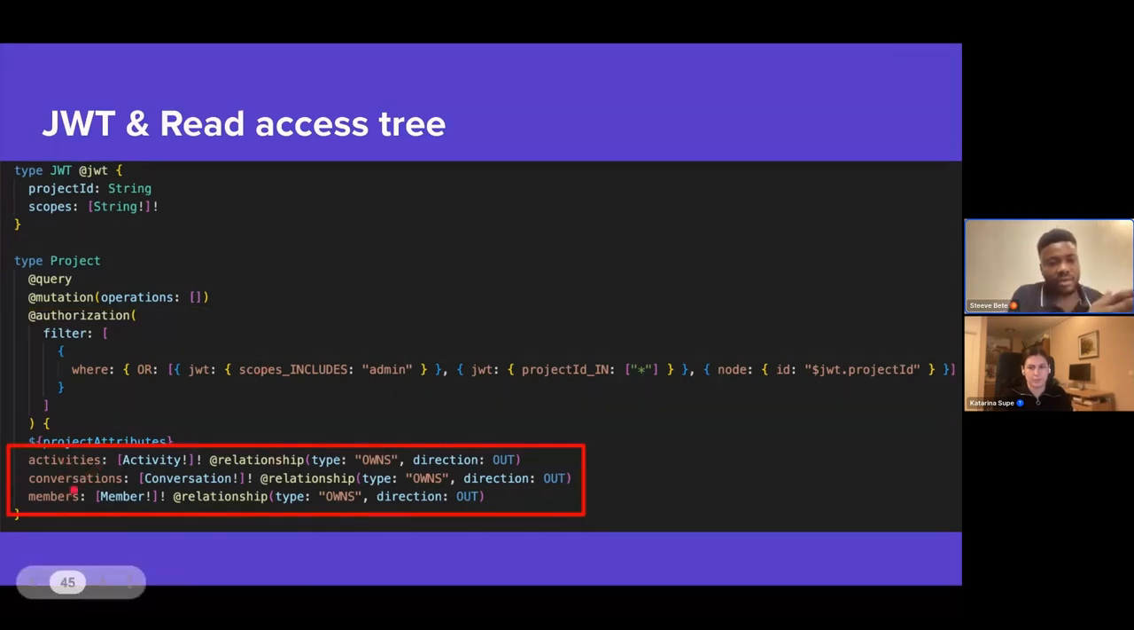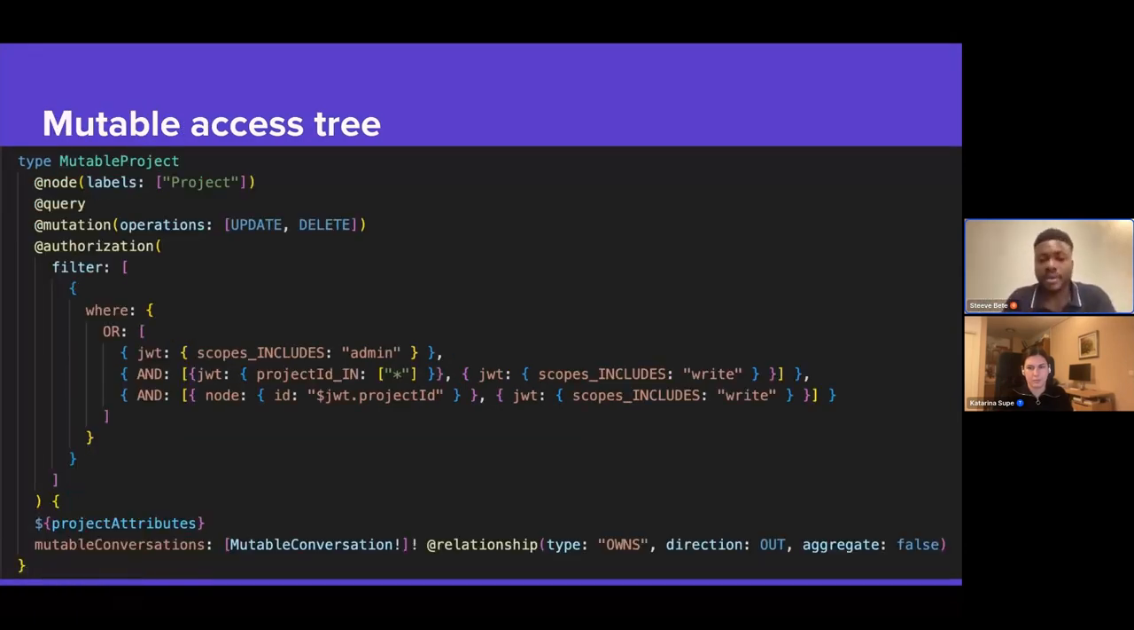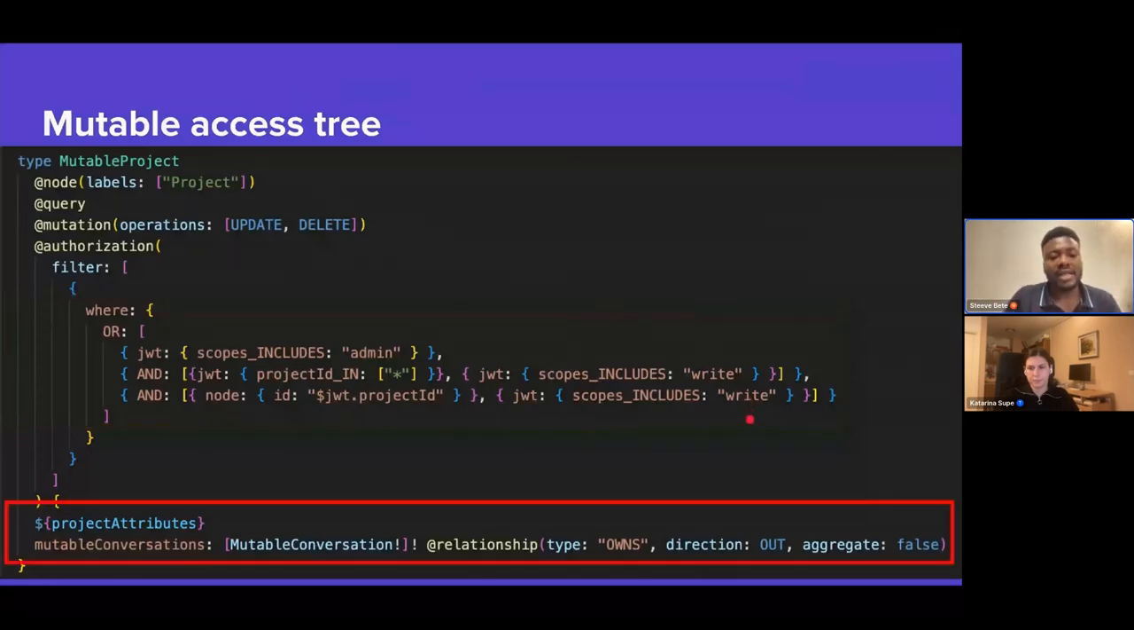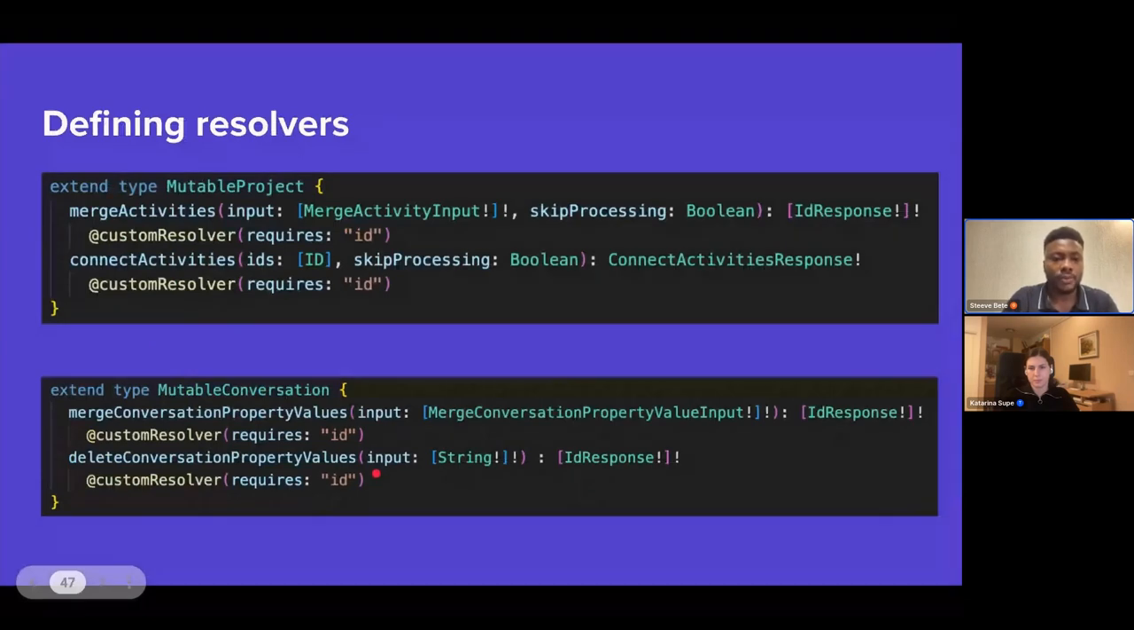This takes care of the isolation bit. And we are going to have another tree, the mutable project, that maps to the same project level. And we are going to have another rule, making sure that the token has to have a write scope. And once you get through this filter, you can now access other mutable types. And from there, we can now add the resolvers to the mutable types.